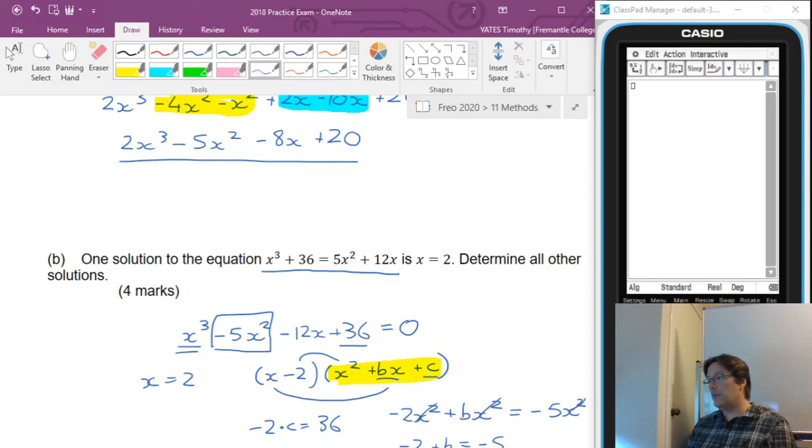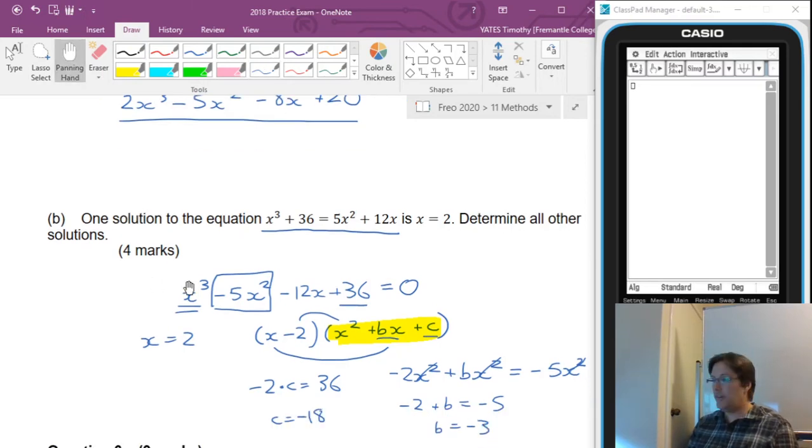B is quite straightforwardly negative 3. Oh, I can't really see that. Let's scroll down a little more. There we are. So b is going to be negative 3 there.